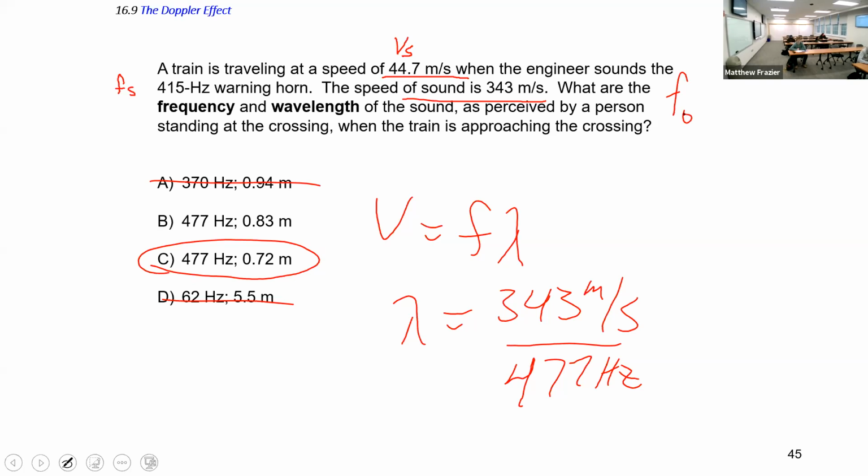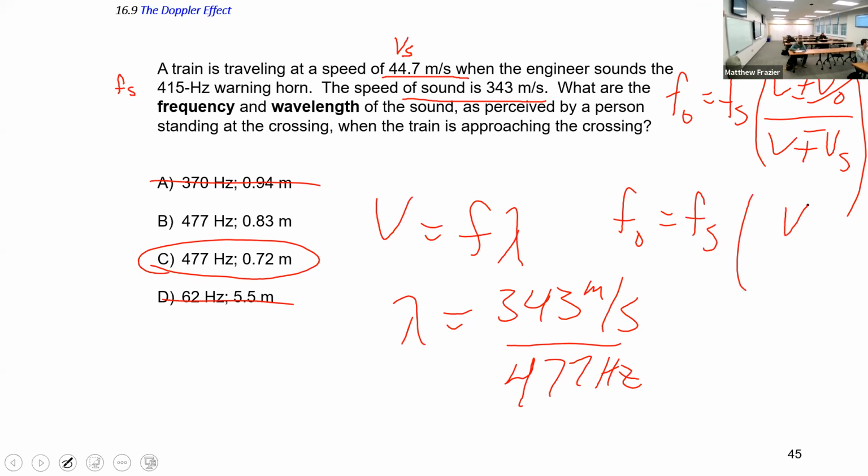The frequency for the observer is the frequency of the source times V plus or minus V observer, over V minus or plus V source. Right? So we'd have that formula at hand. And now we pick what's moving. The observer is not moving, so V observer is 0. The source is moving towards us. Towards us means we pick the top symbol. So the observed frequency is the source frequency, V over V minus Vs.